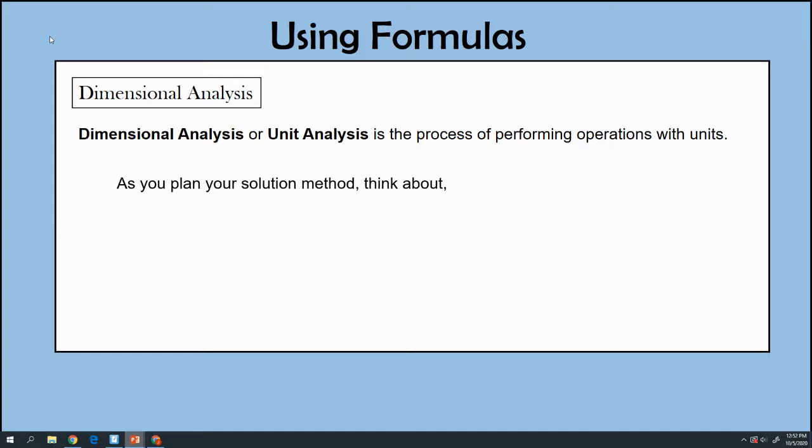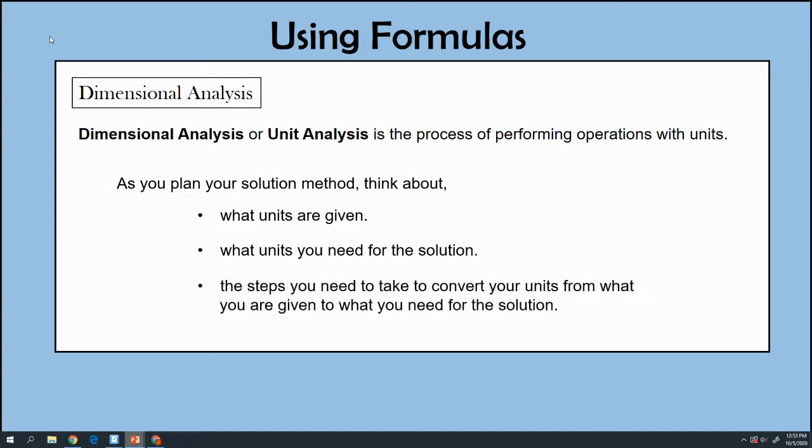So, as we're given a problem that involves dimensional analysis, you need to start thinking ahead a little bit. Number one, what units are we given? Two, what units do they want in the solution? And third, what steps are we going to have to take to make the conversion from what we're given to what we want to have in the end?